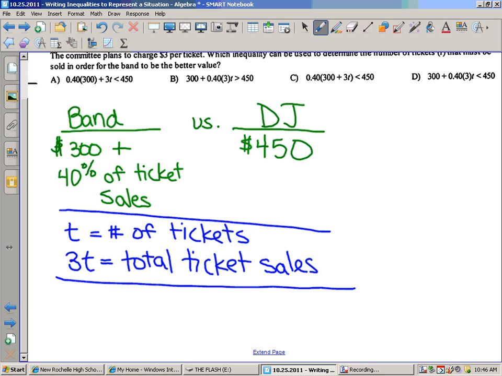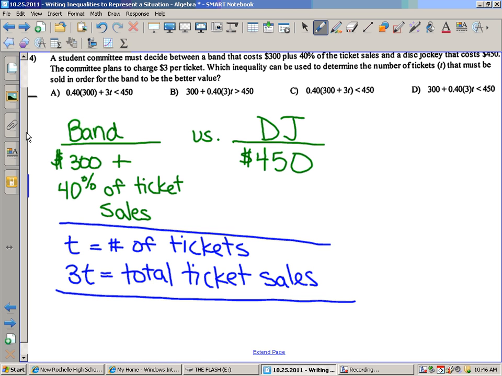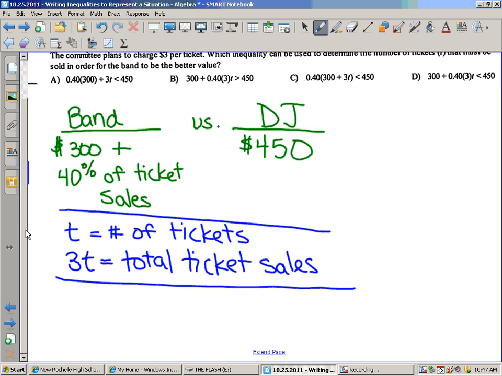Now let's draw a line. Which inequality could be used to determine the number of tickets that must be sold in order for the band to be the better value? To be the better value, what does that mean? Is the band cheaper or more expensive? It's cheaper. The DJ happened to cost $450, and we want the band to be a better value, so it's got to be cheaper.